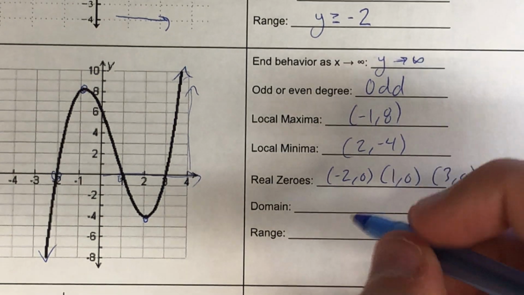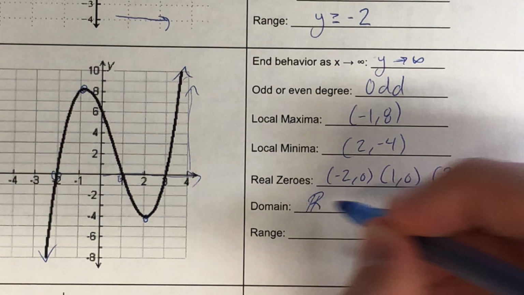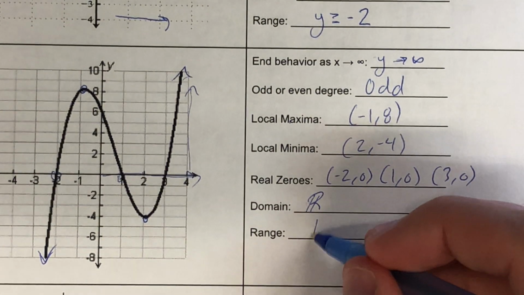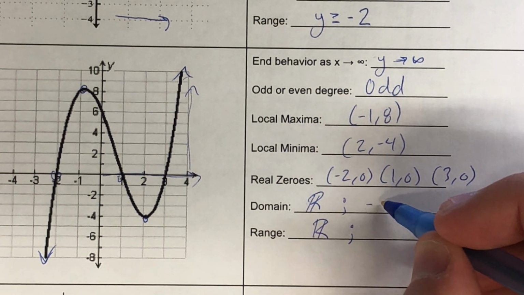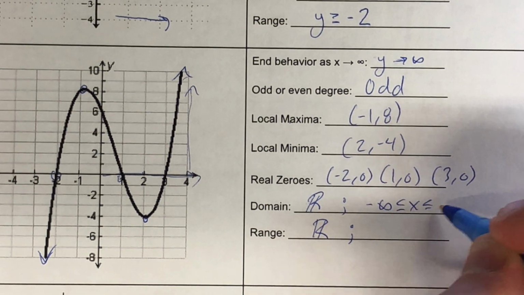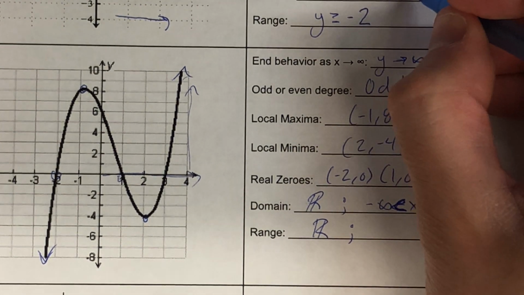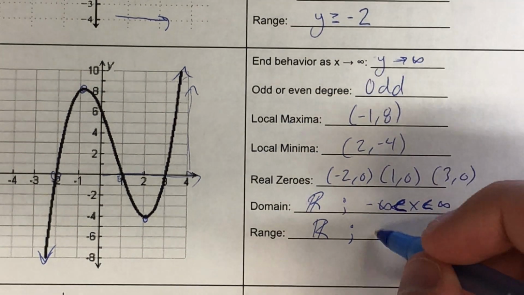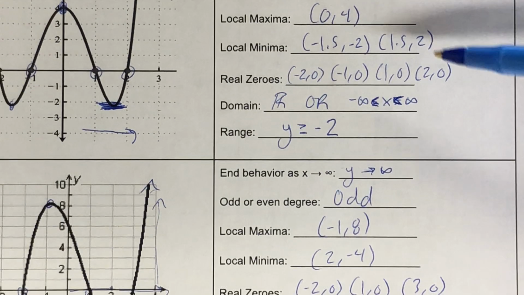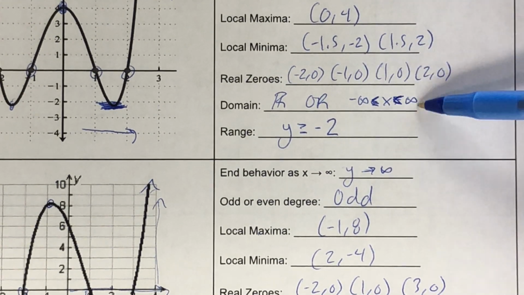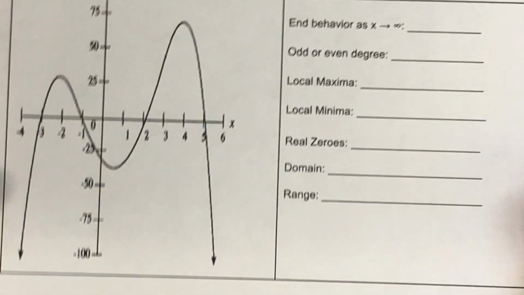Domain is all reals, all possible x values, as is the range since it goes up and down forever. Or you could also write it in a couple different ways. So you could say your x values go from negative to positive infinity, as do your y's. I did make a mistake up here using less than or equal to signs. They should just be less thans. My bad. Okay, 2 more.